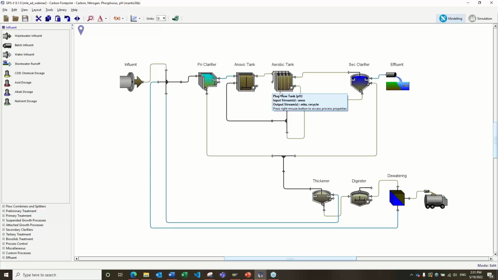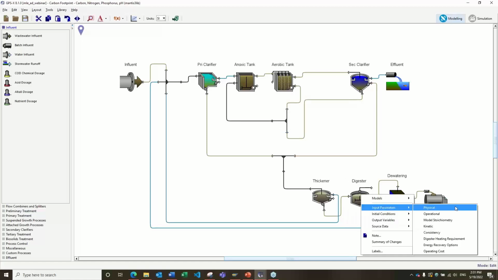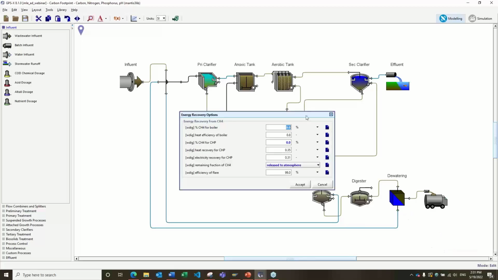And then based on those efficiency factors, it's going to estimate the energy consumption that we expect to take place in this particular unit process, and then convert it to equivalent carbon dioxide emissions. On the other side, if we look at the digester, one of the important changes that you could make is with respect to the energy recovery options here.